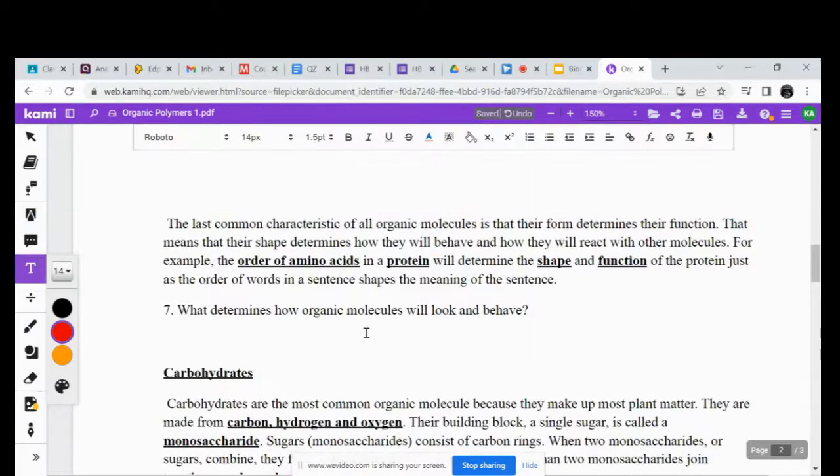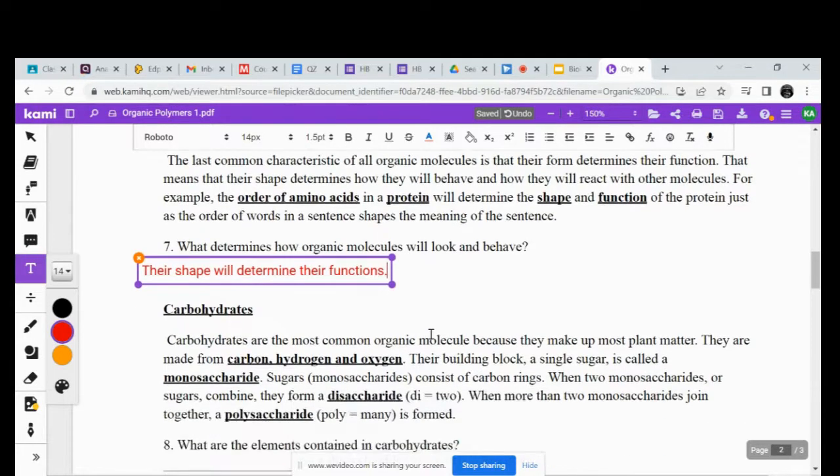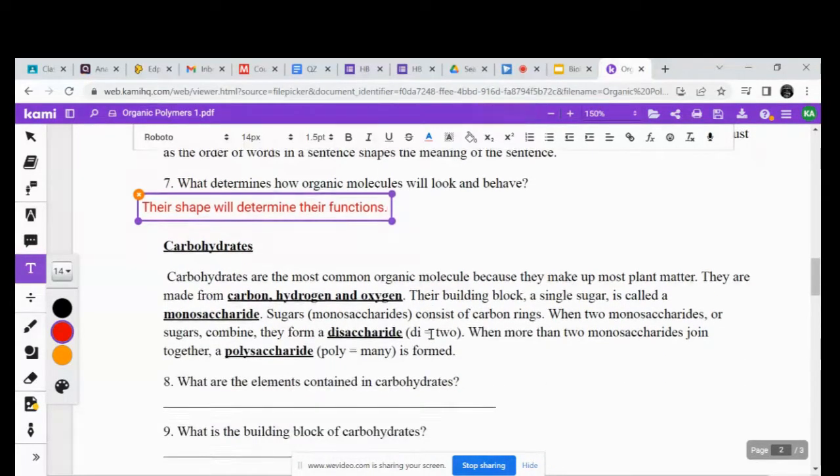What determines how organic molecules will look and behave? Well, it's basically their shape. Their shape will determine their functions, especially with proteins. Proteins is definitely their shape. Nucleic acids, it's kind of different. But basically, it's the shape, especially with proteins.